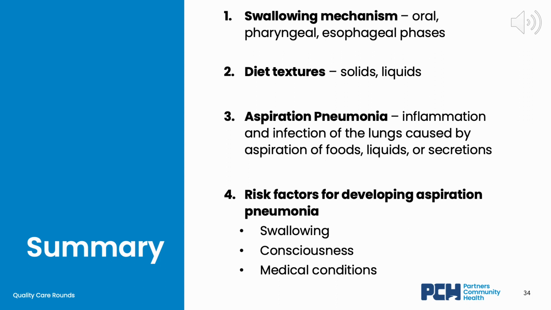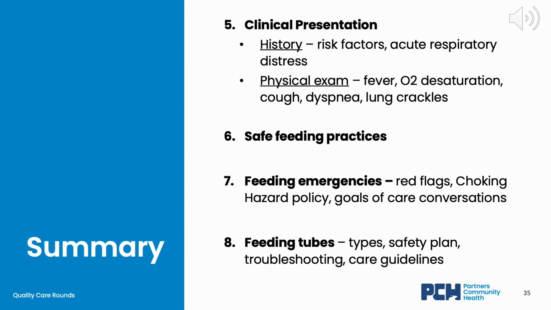Fourth, we identified various risk factors for developing aspiration pneumonia, such as changes or challenges to the swallowing mechanism, alteration in consciousness, which makes swallowing unsafe, and several medical conditions that may compromise the swallowing process. Next, we described the typical clinical presentation of a resident that we may suspect has aspiration pneumonia, with many symptoms similar to other types of pneumonia. The main distinguishing feature is the history, where we identify some of the aforementioned risk factors.